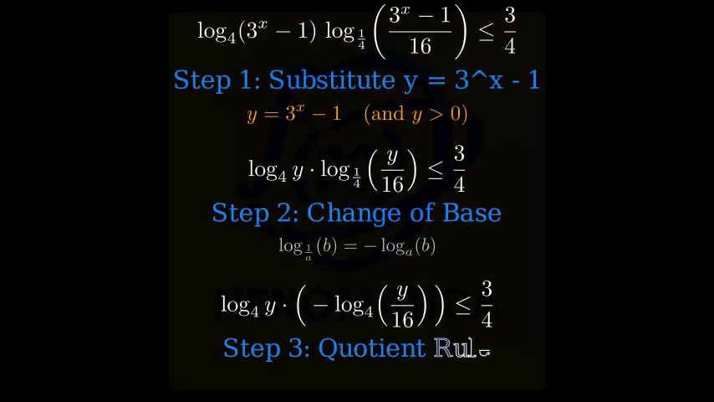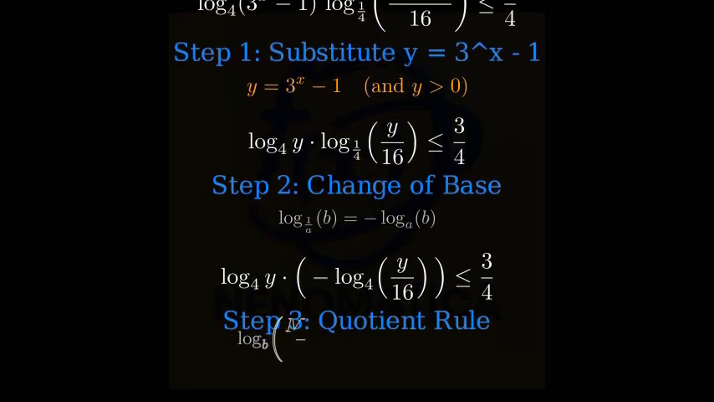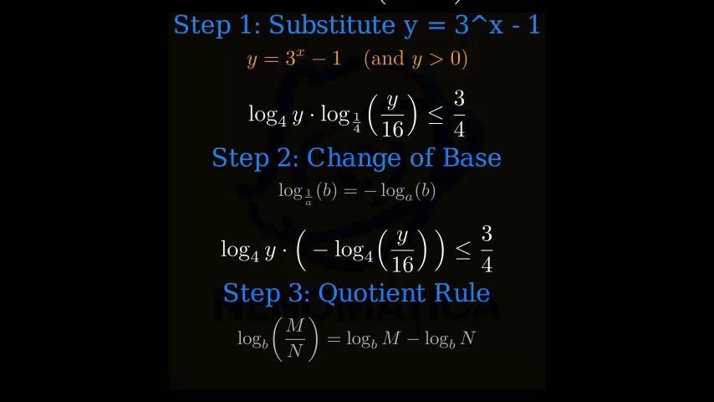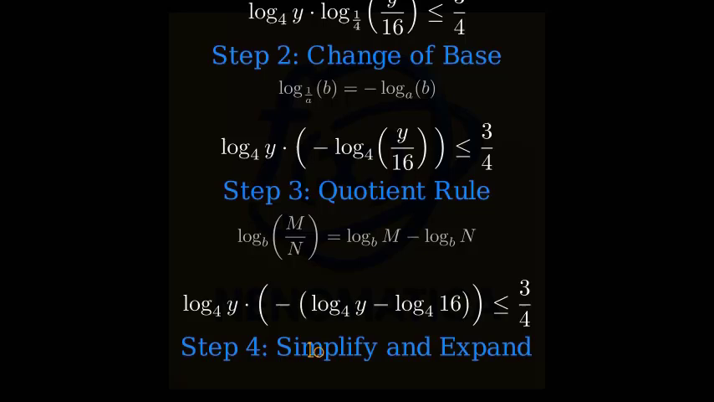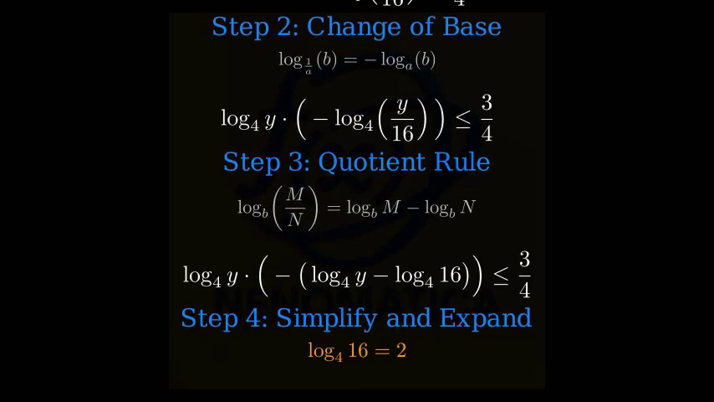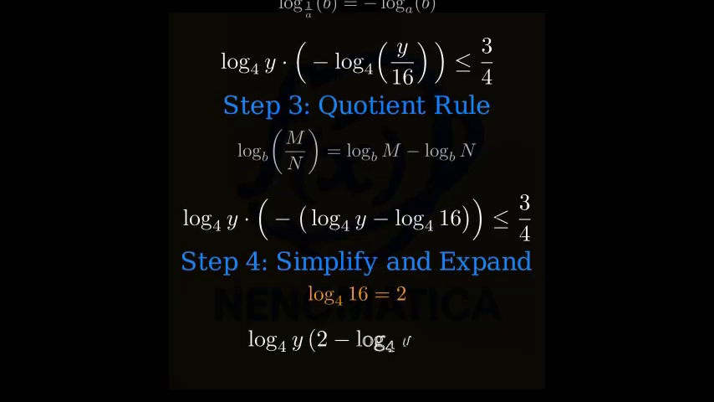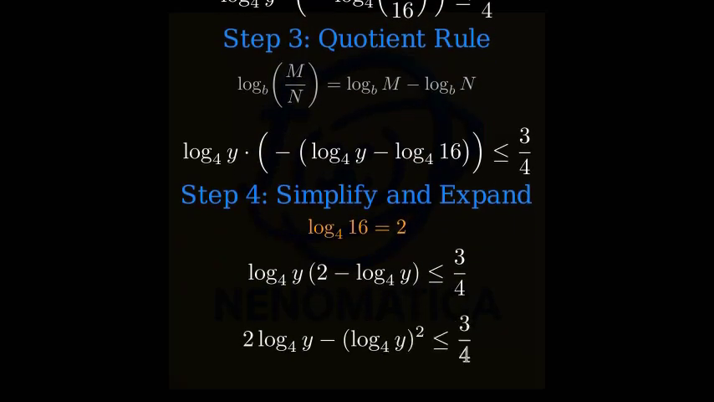Step 3. Expand the logarithm of a quotient. The rule is log base b of m over n equals log base b of m minus log base b of n. Applying that, we have minus, open bracket, log base 4 of y minus log base 4 of 16, close bracket. Step 4. Evaluate the constant. Since 16 equals 4 squared, log base 4 of 16 equals 2. Therefore, we get log base 4 of y times quantity 2 minus log base 4 of y is less than or equal to 3/4. Expanding the product gives 2 times log base 4 of y minus the square of log base 4 of y, less than or equal to 3/4.